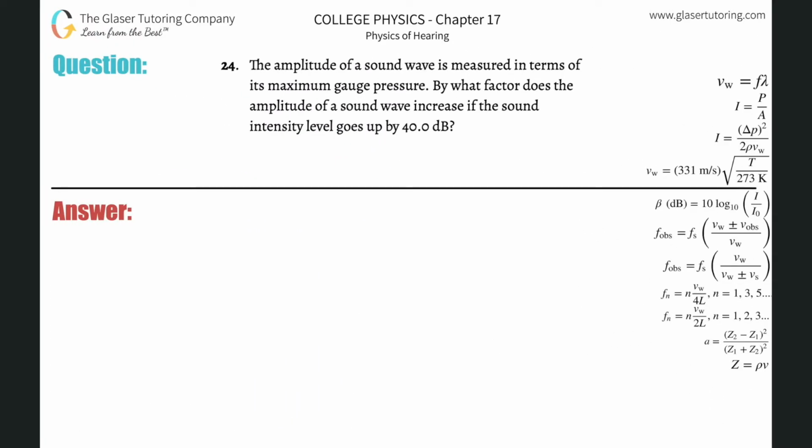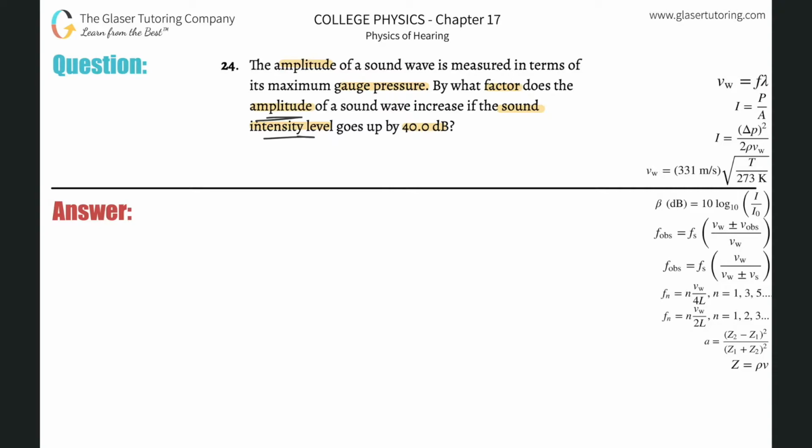Number 24. The amplitude of a sound wave is measured in terms of its maximum gauge pressure. By what factor does the amplitude of a sound wave increase if the sound intensity level goes up by 40 decibels? Alrighty then. So basically, we have to find how the amplitude increases when the sound intensity level goes up by 40.